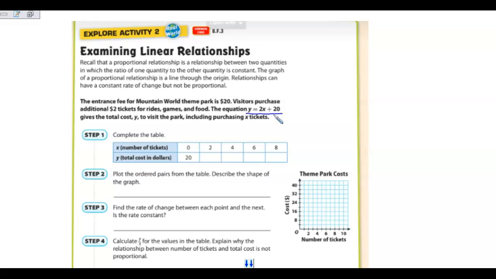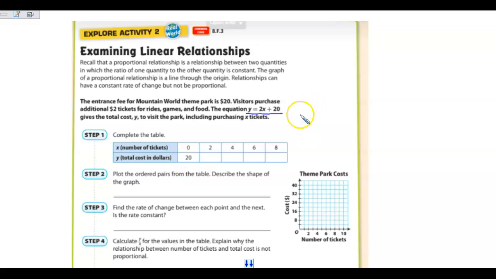So they're giving us this equation, which tells us that each ticket, which is X, is going to cost $2, and it's $20 just to get into the park. Okay, so that is their total amount that they're having to pay. They want us to complete this table. If they just go in the park and they don't ride any of the rides, they don't buy any food, they don't play any games, they just enter the park, then if I replace the X with 0, that's 0 plus 20, so it's only going to cost them $20 to get into the park.